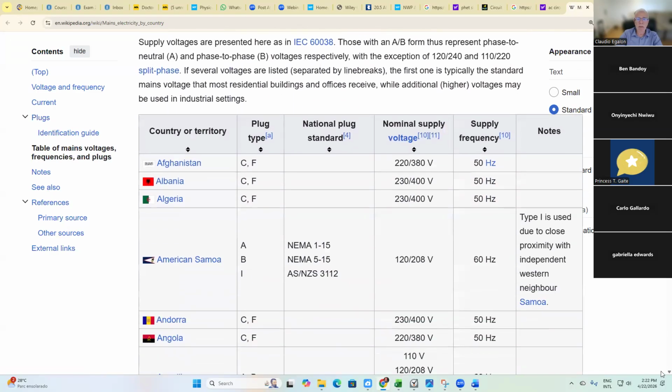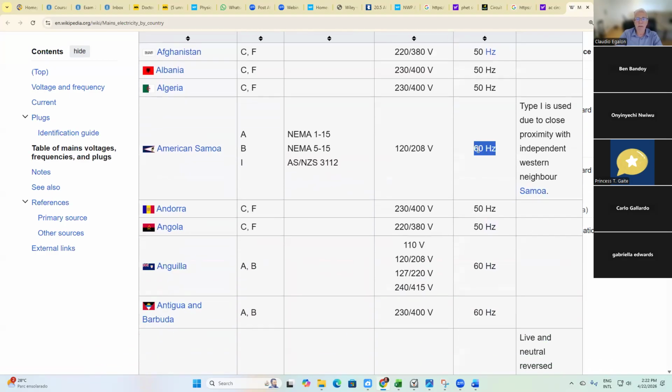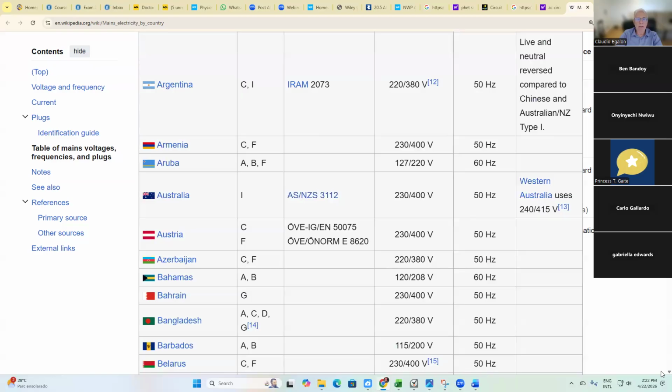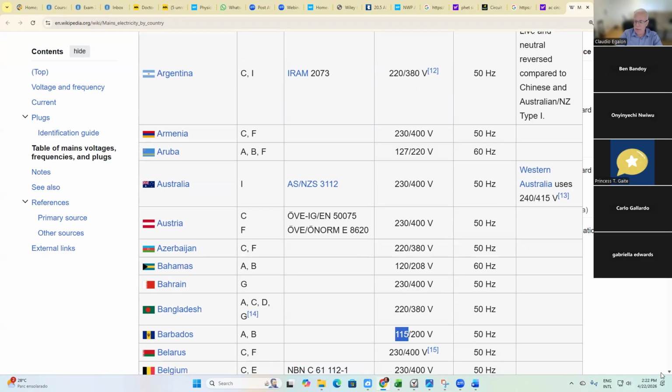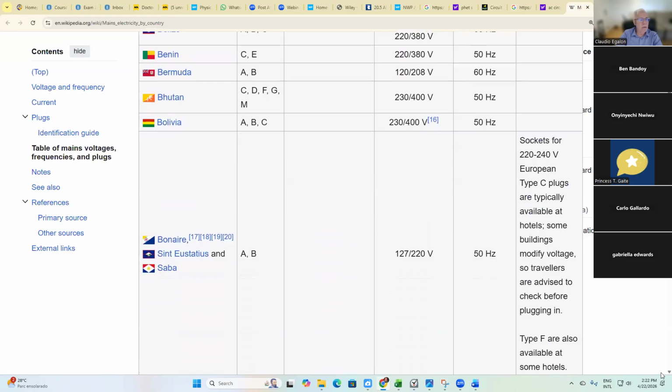Table of main voltages. Afghanistan, 50 hertz. American Samoa, right? 60 hertz, 120. Anguilla is 110. Antigua, right? Aruba, 127 is slightly different. Bahamas, 120. Barbados, 150. Depending on the country, they use different standards. If we go, let's see, Brazil is 110. Oh, we don't have Brazil here.